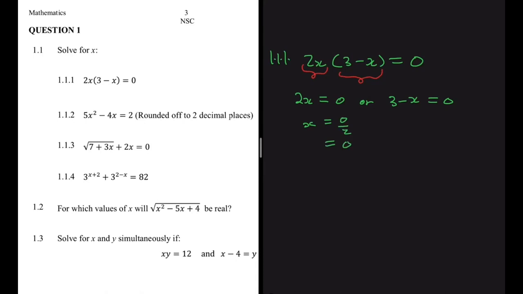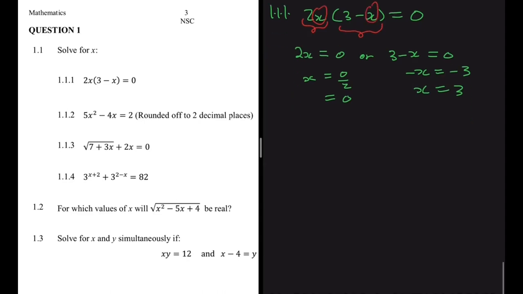And indeed, if you substitute 0 here, that equation will satisfy what it's supposed to satisfy, which is 0. On the other side, we get minus x being equal to minus 3. So x is equal to 3, and that also satisfies our equation. If x is equal to 3, then we have 3 minus 3, which is 0, and our equation is satisfied. So let's move forward and do 1.1.2.